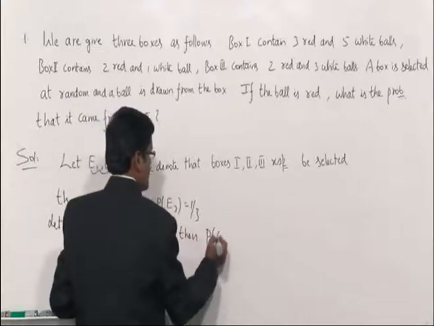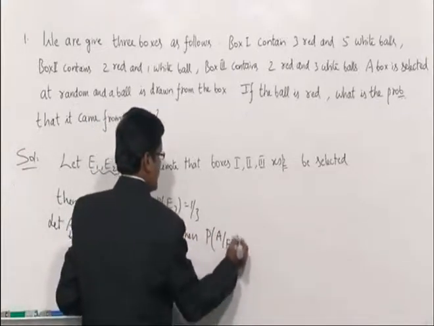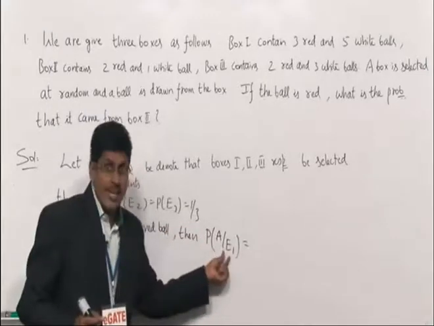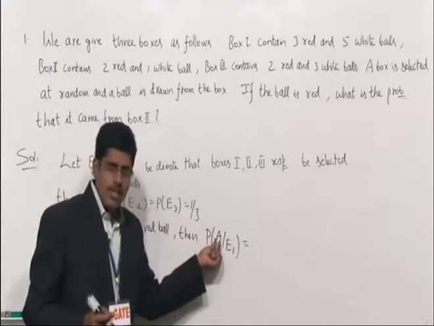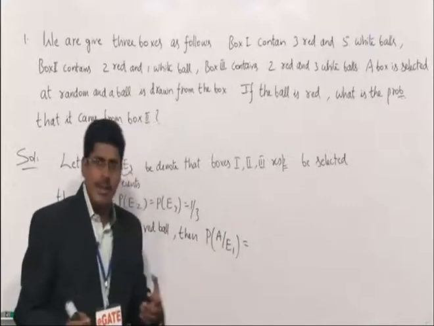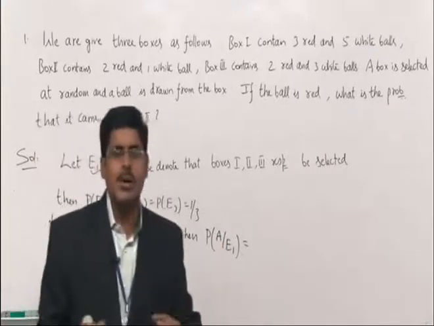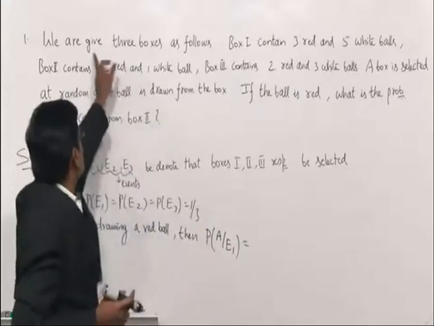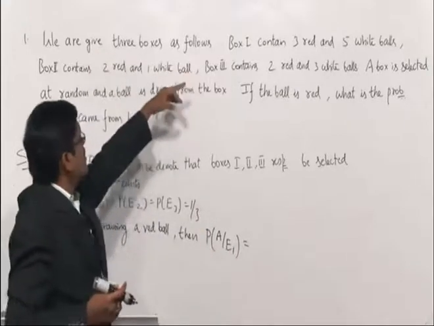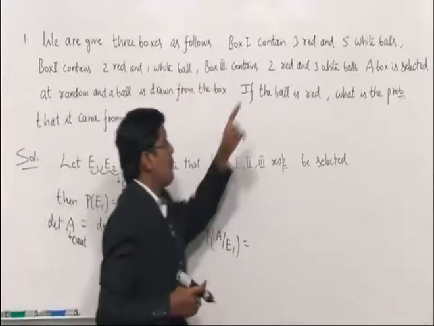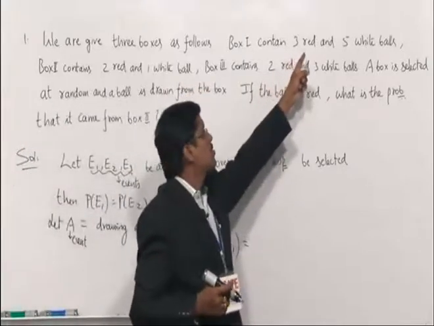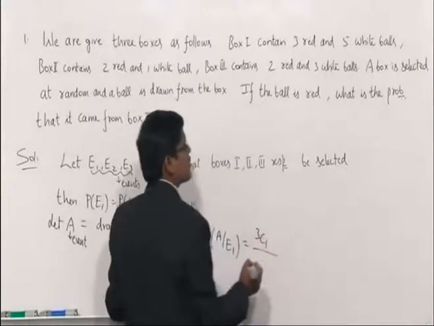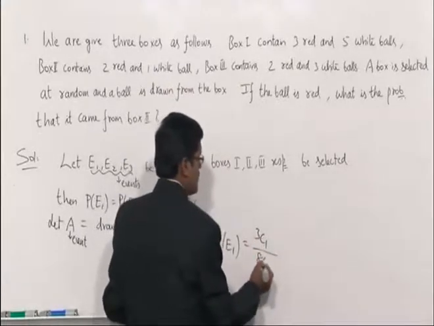Then you have to find P of A given E1. What is the meaning of this sentence? Conditional probability: first the denominator happened, then the numerator is going to happen next. So what is the denominator? E1, that is box 1 selected. In the selected box, we draw a red ball. How many balls are in the first box? 3 red and 5 white balls. We are picking only 1 red ball, so 3 red balls, picking 1 red ball means 3C1, and 8 total balls, picking 1 ball means 8C1.